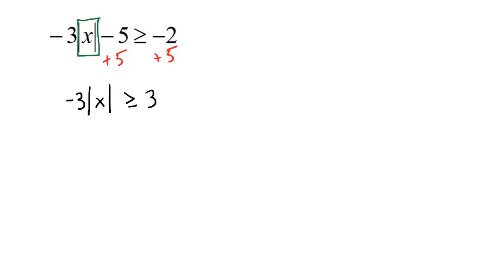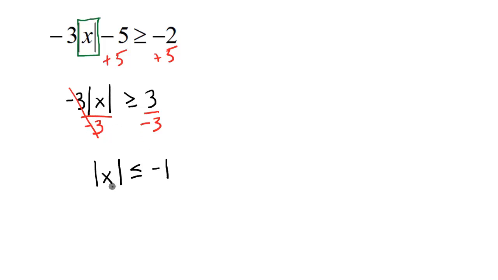Still want to isolate the absolute value bars, so let's divide out the multiplication of negative 3. So we divide that by negative 3, divide that by negative 3, so these cancel, and now I'm left with the absolute value of x, which is less than or equal to negative 1, because remember we're flipping this inequality symbol whenever we divide by a negative number.